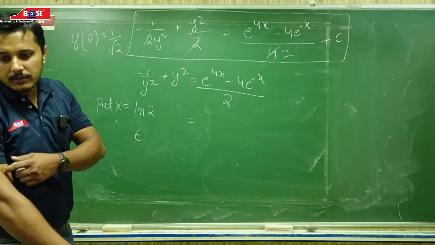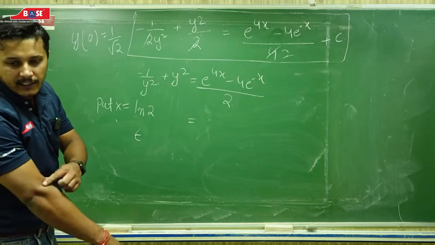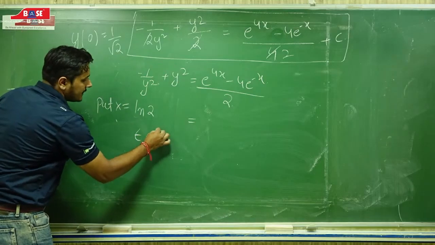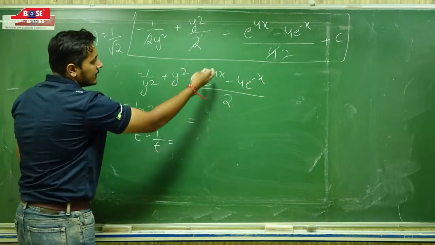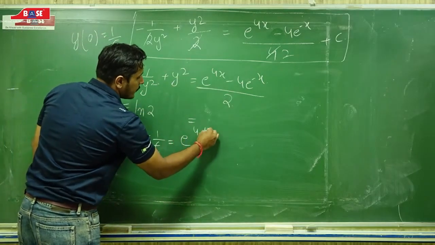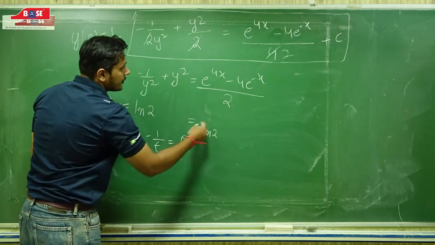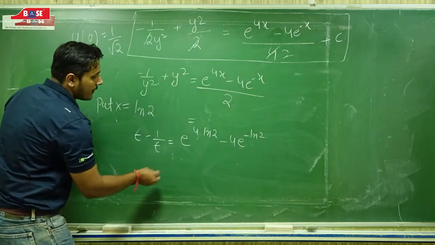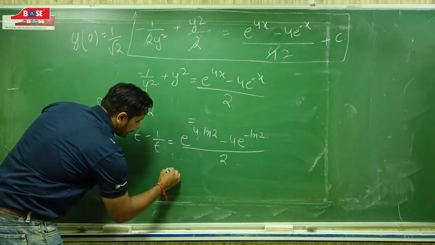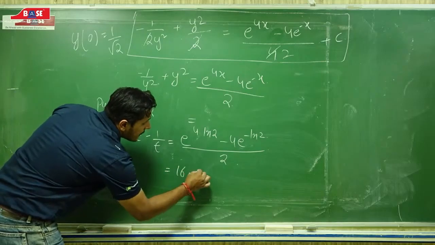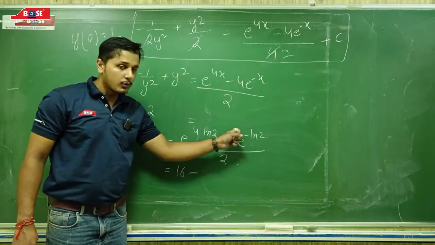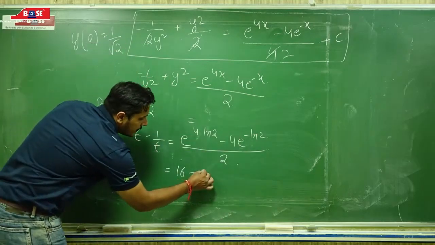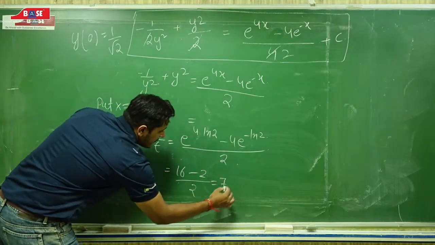Why am I writing this? Because the answer is in terms of root, so definitely a quadratic will form. So let me put y square as t, minus 1 by t is equal to e to the power 4 ln 2, minus 4 e to the power minus ln 2 divided by 2. So this is 16 minus, this will become half, 2 to the power minus 1, so 1 by 2, 4 into 1 by 2, 2 by 2, so this comes out as 7.